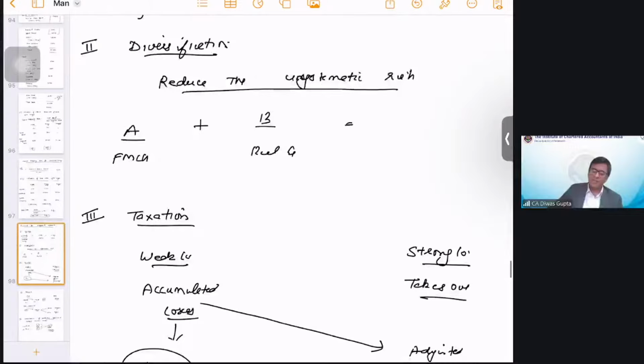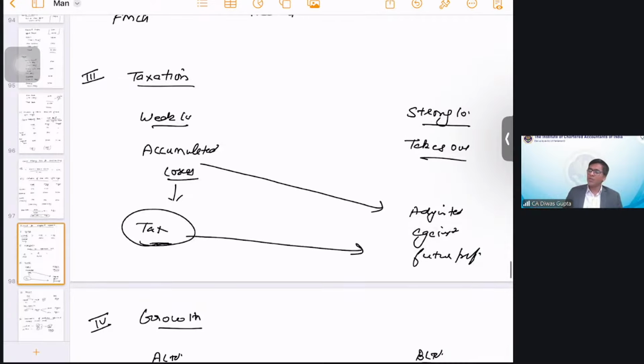Then diversification of the risk, students, we discussed that the unsystematic risk can be diversified, right? How? By entering into unrelated businesses that will drive their overall unsystematic risk to be lower. That is also one of the rationale for mergers and acquisitions.